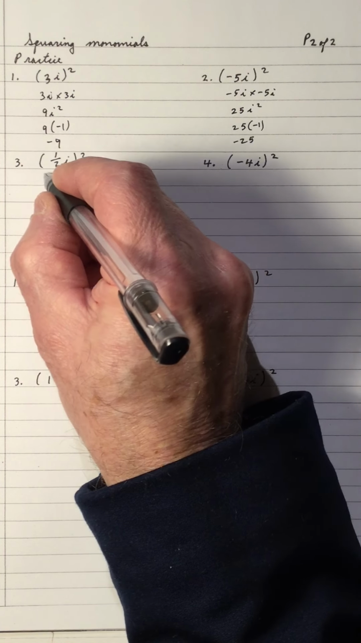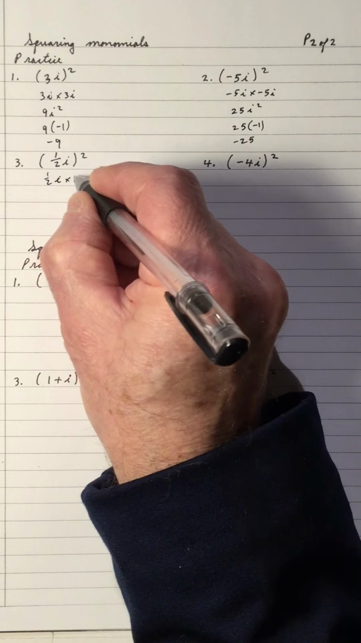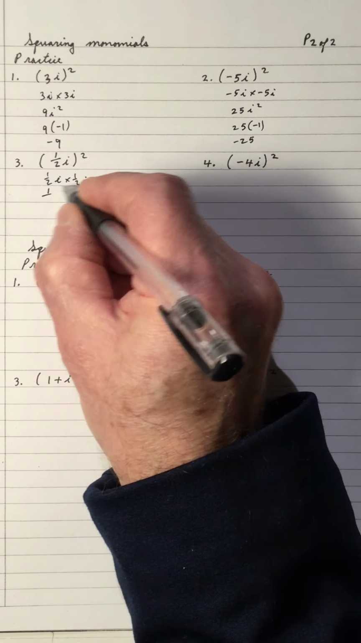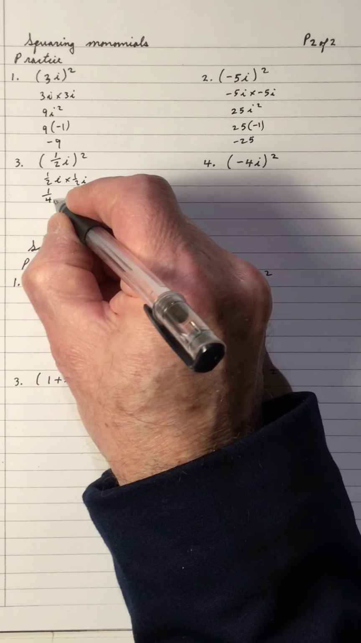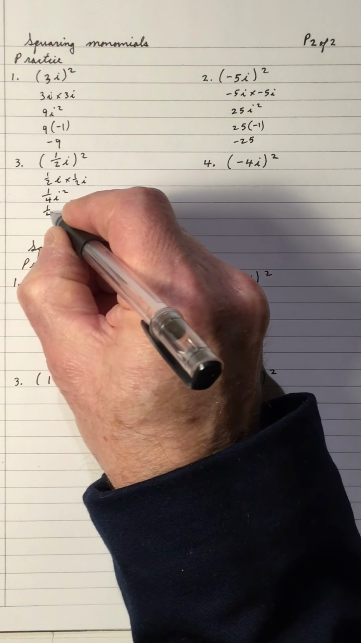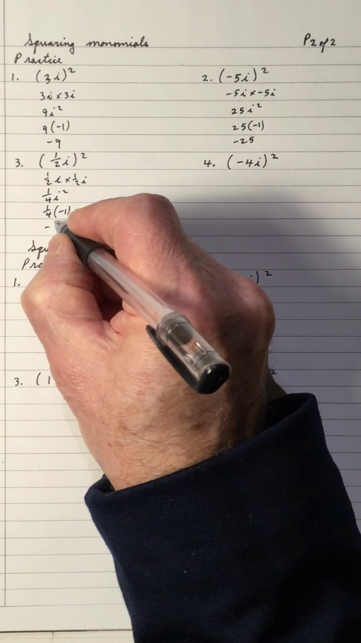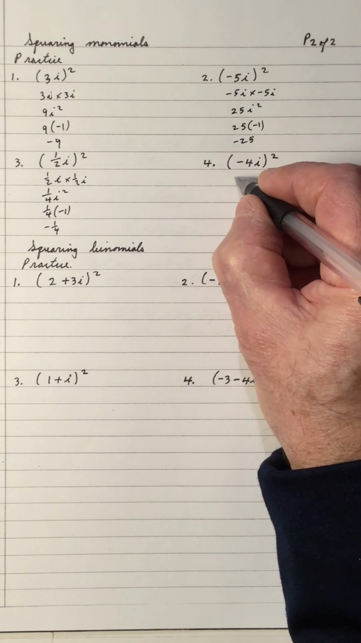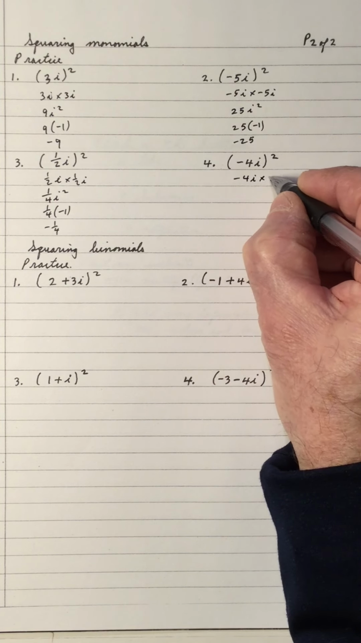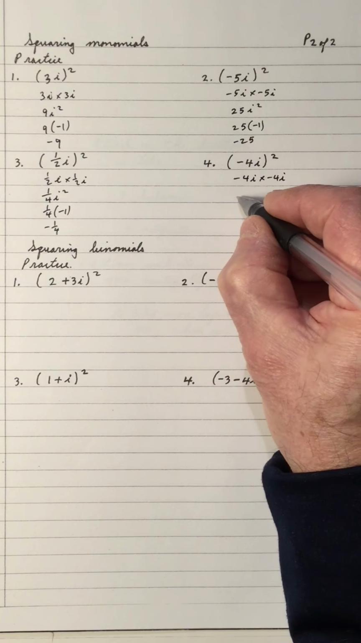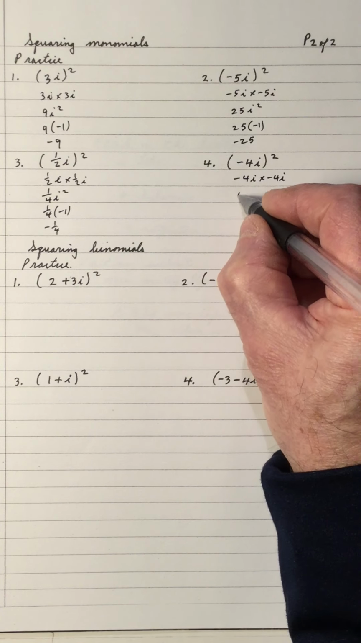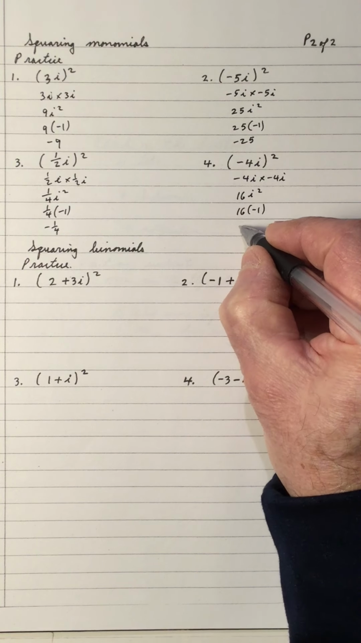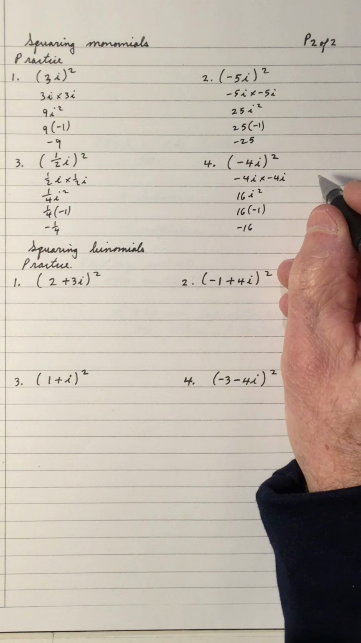And (-1/2 i)^2 is 1/2 i times 1/2 i. 1 times 1 is 1, 2 times 2 is 4, i times i is i squared, and i squared is -1. That gives me -1/4. And (-4i)^2 is -4i times -4i, which is negative times negative, positive, 16i squared. i squared is -1, so it's -16.